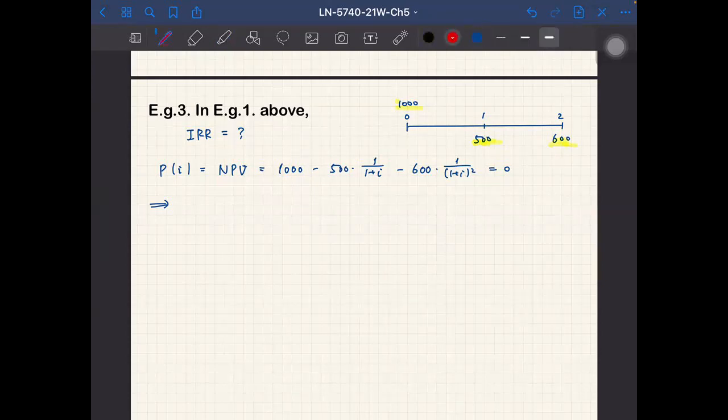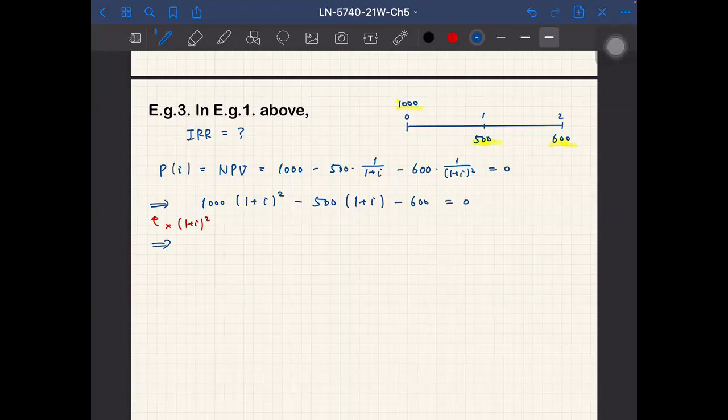Okay, so to solve this, you can multiply by (1 plus i) squared. We only have the three cash flows at times 0, 1, 2, so this becomes a polynomial with degree 2. So 1,000 times (1 plus i) squared minus 500 times (1 plus i) minus 600 is equal to 0.